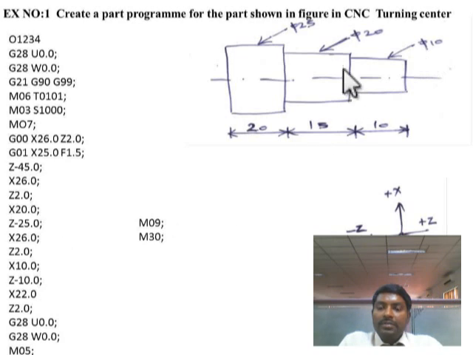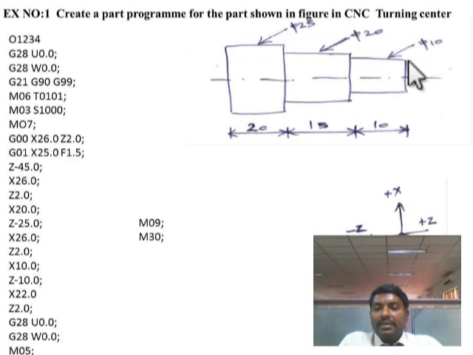Next we have to reduce the diameter to 20, so I have used X20. After that, the tool should be moved up to a length of Z minus 25, so I have used Z minus 25 here. Now the tool portion is here. After that, the tool is moved to the X26 portion, and it is again moved to the initial point. So like this we have to do the program.